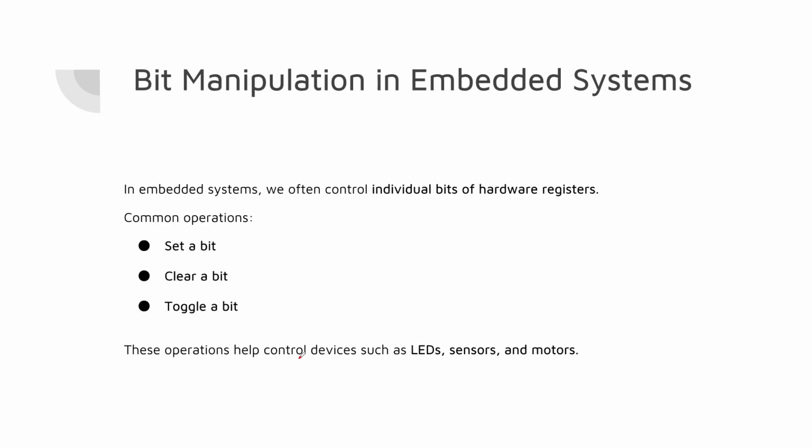Bit manipulation in embedded systems. In embedded systems, we often use it to control an individual bit of the hardware register. The common operations that we generally perform in embedded systems are setting a bit, clearing a bit, or toggling a bit. By doing these operations, I can control my LED, sensors and motors. Now we can go one by one, how to set a bit, how to clear a bit, then we can see how to toggle a bit.